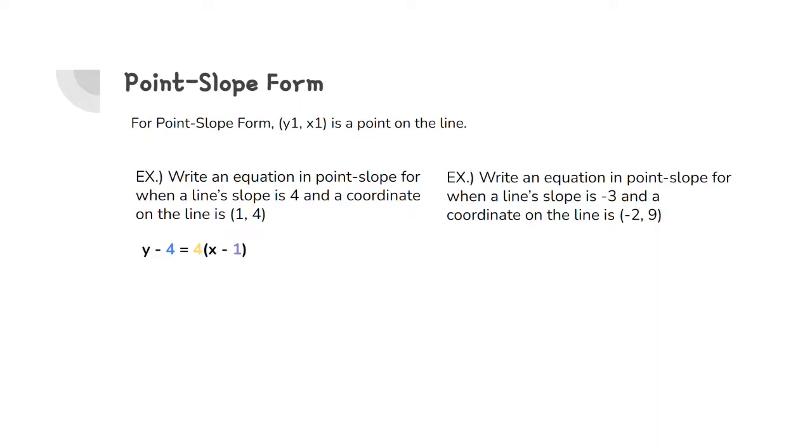And write an equation in point-slope form for when a line slope is negative 3 and a coordinate on the line is (negative 2, 9). We would write this as y minus 9 equals negative 3(x plus 2).